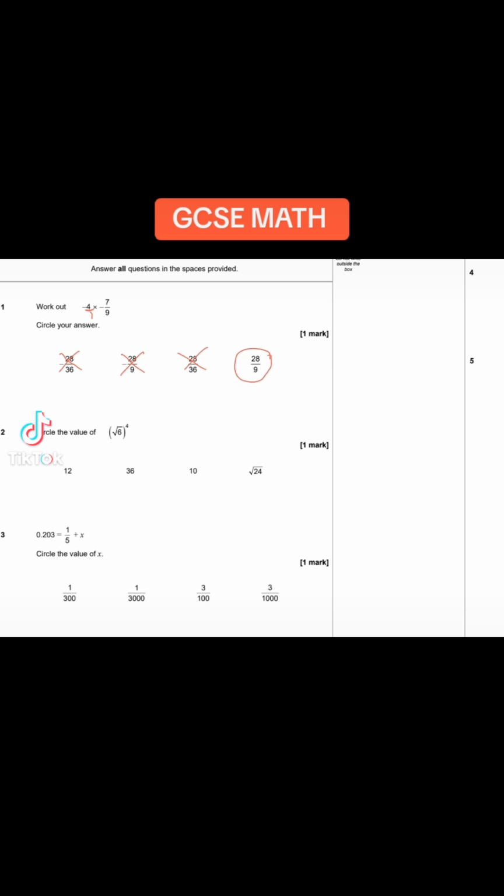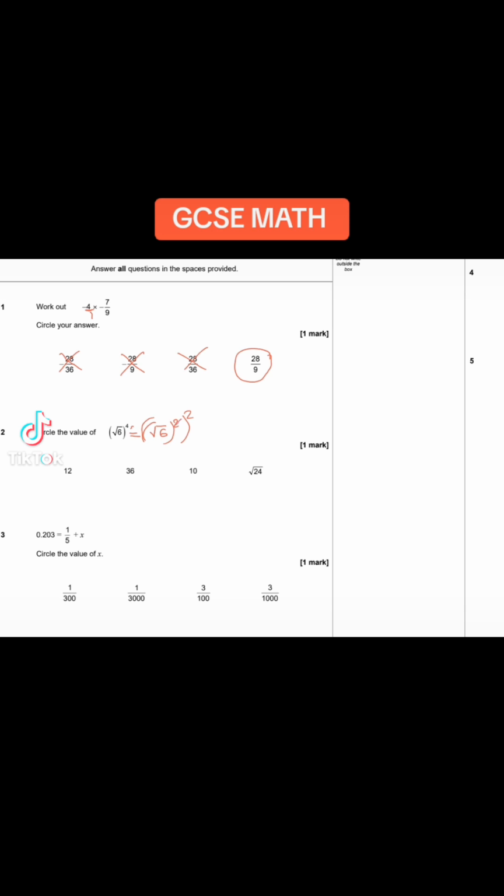Now let's move to the second question. We have the square root of 6 raised to the power of 4. Now, a good way to solve this is you can rewrite this as 6 raised to the power of 2, and then you can open another bracket and put the second 2. This is a power law that says we can rewrite the power of 4 as 2 times 2, which gives us 4.